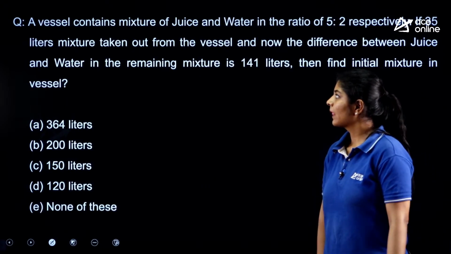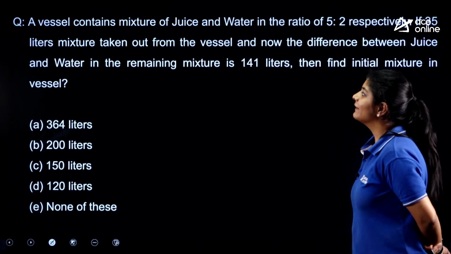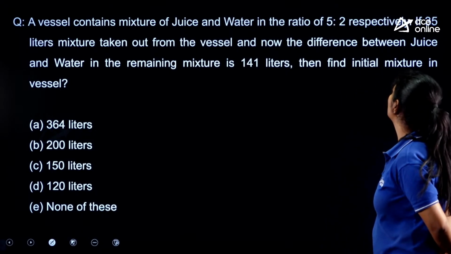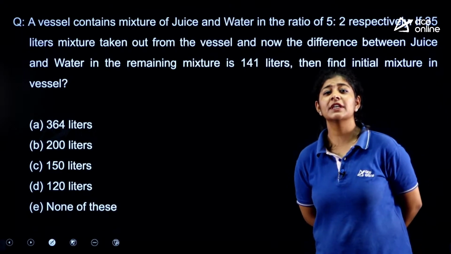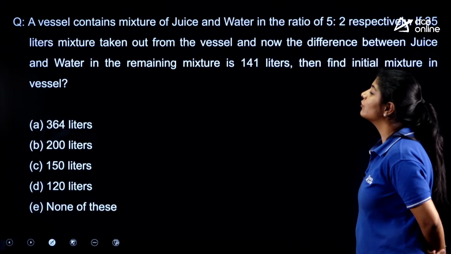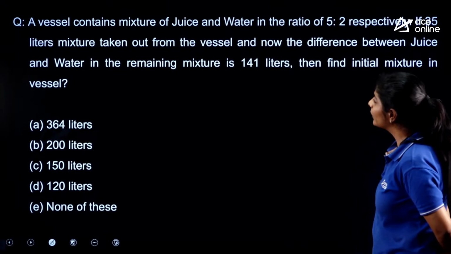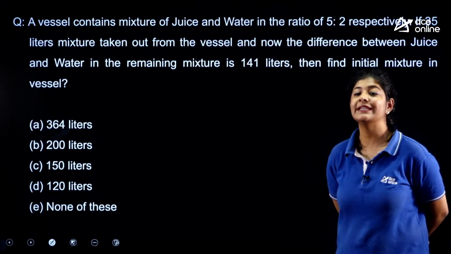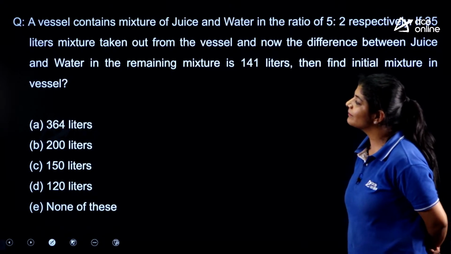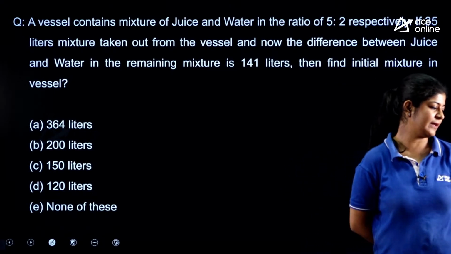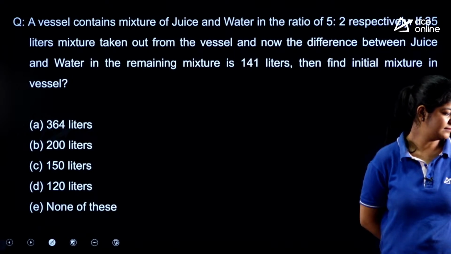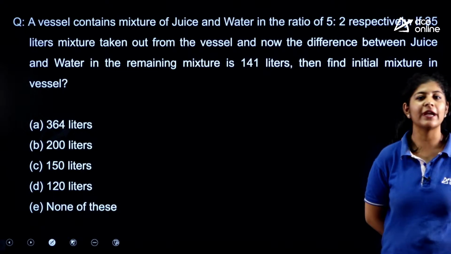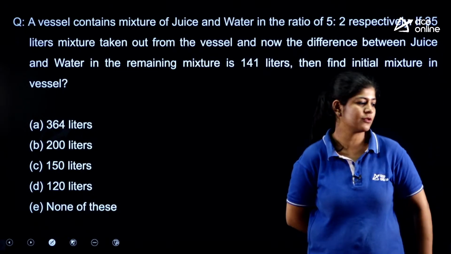Next. The next question says that a vessel contains a mixture of juice and water in the ratio of 5:2 respectively. If 35 liters of mixture is taken out from the vessel and now the difference between the juice and the water in the remaining mixture is 141 liters, then find the initial mixture in the vessel. Again, it's a very easy one. Yes, every one of you got the correct answer. Very good. Now try to solve this one, as this one is also a very easy one.